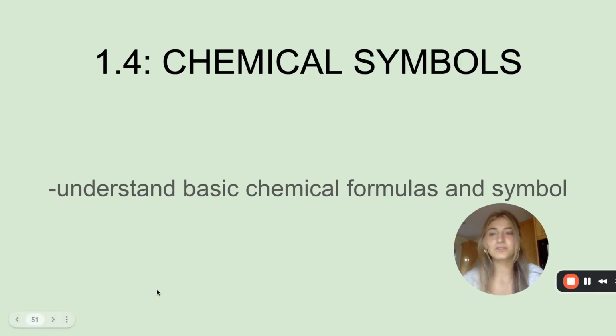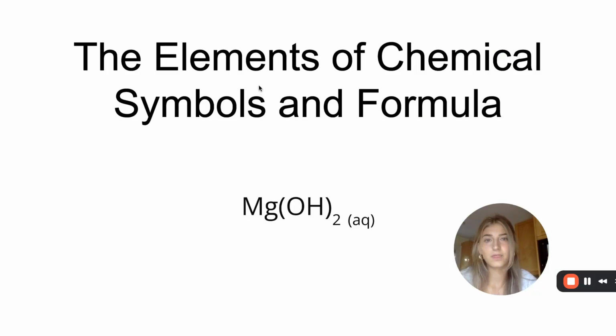Okay. Chemical symbols. In this lesson, the goal is to understand basic chemical formulas and symbols. So there are different elements, not like periodic elements, but features of a chemical symbol and the chemical formulas. So here we have a chemical formula, and let's talk about the different parts. There are 3 different parts to think about.